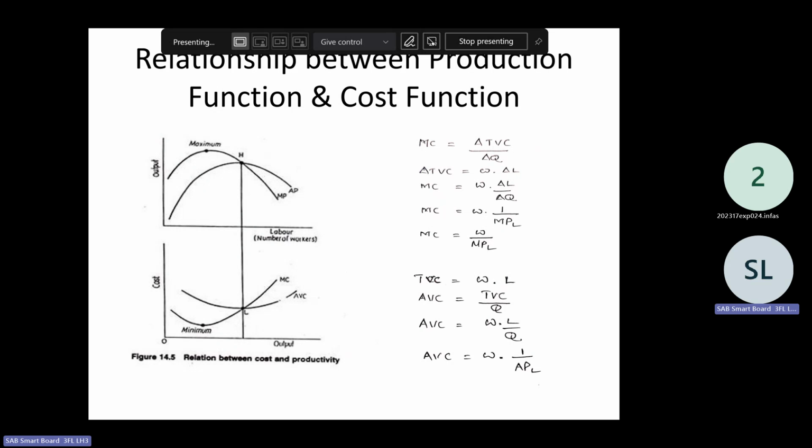W into L. Now take the AVC: average variable cost means TVC divided by Q, and TVC is W times L, so WL divided by Q. We can write W into L over Q. L over Q is the reciprocal of the average productivity, 1 over average productivity, because average productivity means Q over L. So this is the inverse: W into 1 over average productivity. That is the average variable cost.